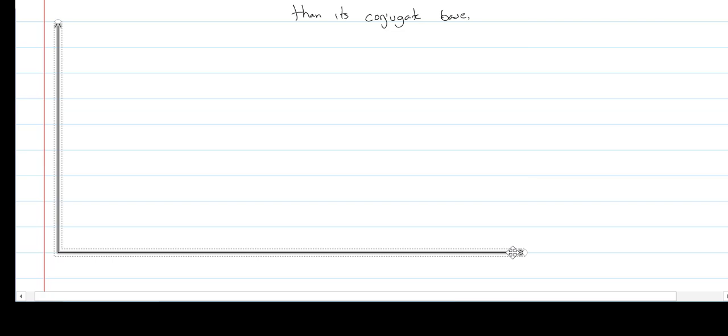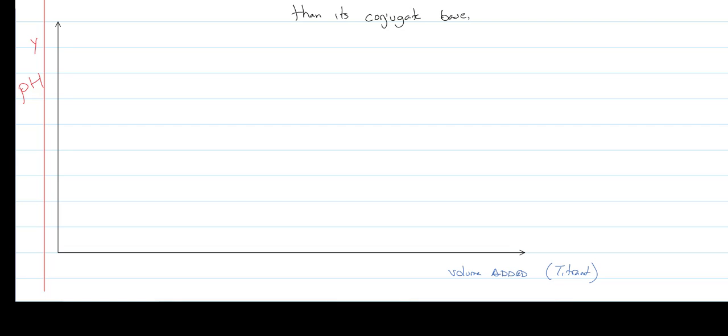So we talk pH on the y-axis, and on the x-axis would be volume added of our titrant. We'll have the initial pH value of the analyte. Let's call it right there. That's the initial pH of the analyte.